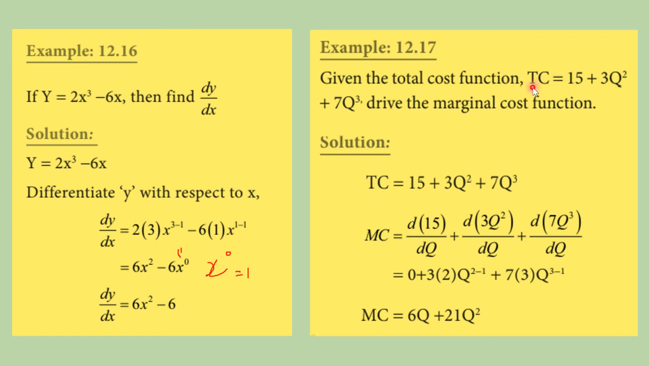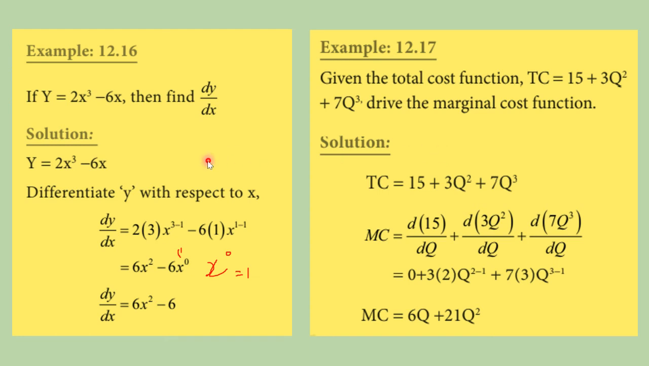TC means total cost. From this total cost, what are they asking us to find? Marginal cost. This problem is very important because we are applying differential calculus in economics. In economics, we have studied total cost, total variable cost, total fixed cost, AC, AVC, AFC. Until now we only studied differential calculus. This is the application of differential calculus in economics.